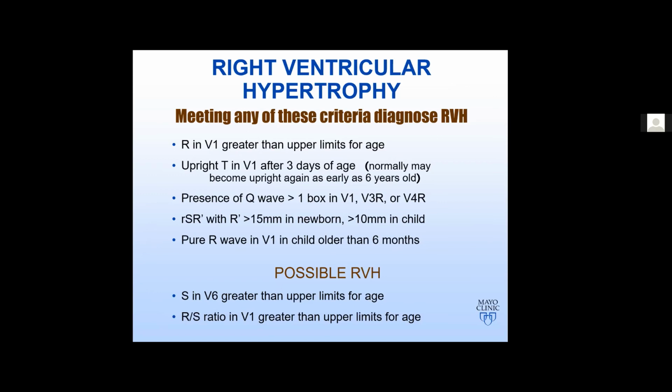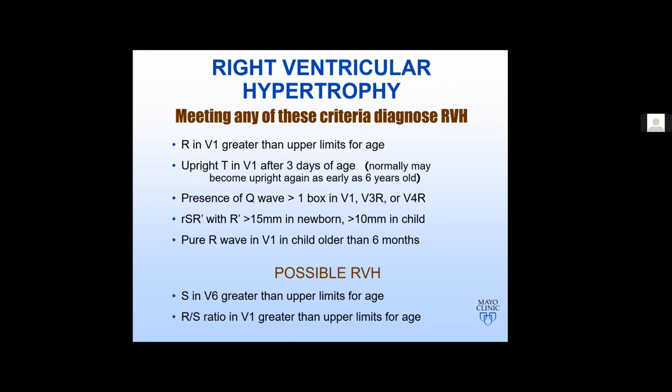So if you see a Q wave more than one box deep in V1, V3R, or V4, that's also a good sign for right ventricular hypertrophy. If you look at V3R and V4, this is one of the things that we use it for in pediatrics: if there's a Q wave there, that's a pretty sensitive sign for right ventricular hypertrophy.